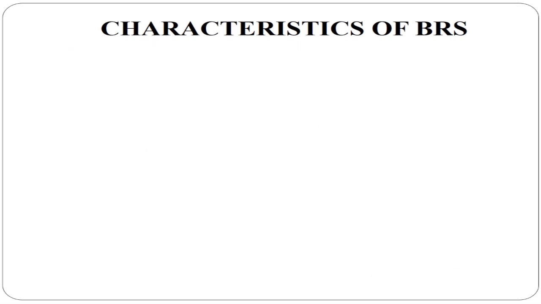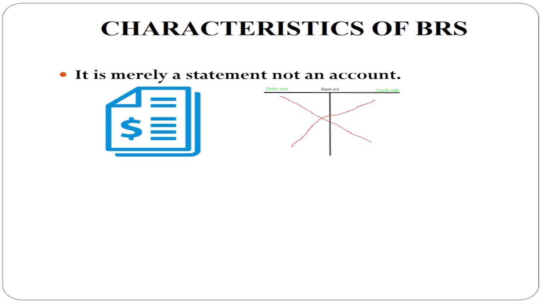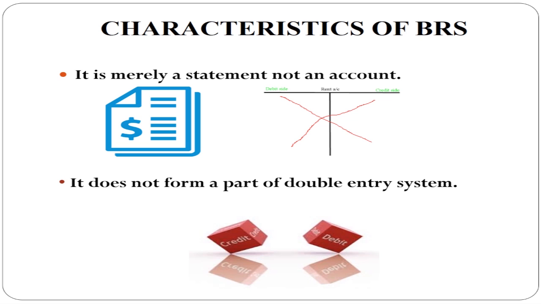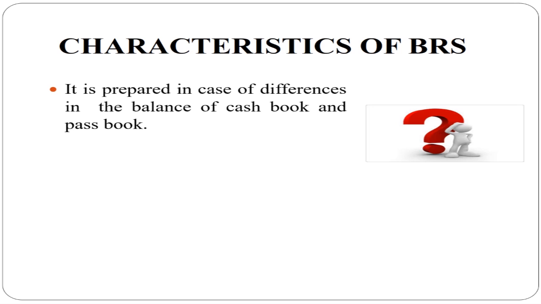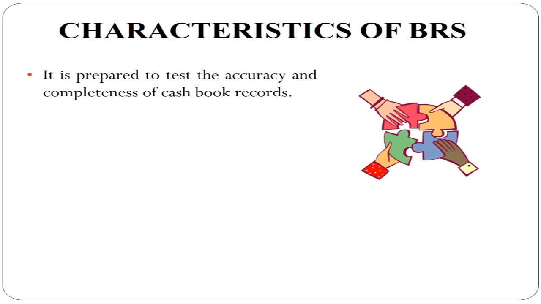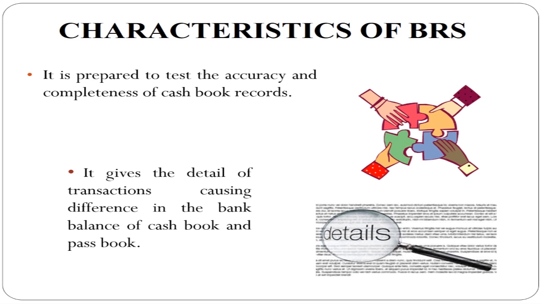Now we'll discuss some characteristics of BRS. It is merely a statement, not an account. It does not form a part of the double entry system. It is prepared in case of differences in the balance of cash book and passbook. The reasons for the difference are relevant on the date of preparing BRS. It is a periodic statement. It is prepared to attest the accuracy and completeness of cash book records. It gives the details of transactions causing difference in the bank balance of cash book and passbook.